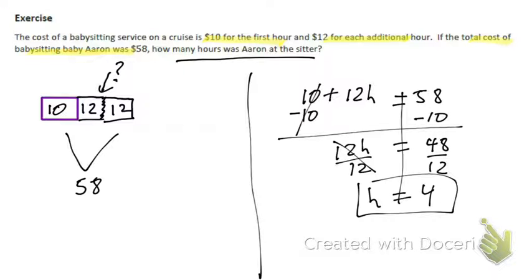But this was kind of tricky. It says, how many hours is Aaron at the sitter for? I want to see if you think about why it maybe isn't 4.